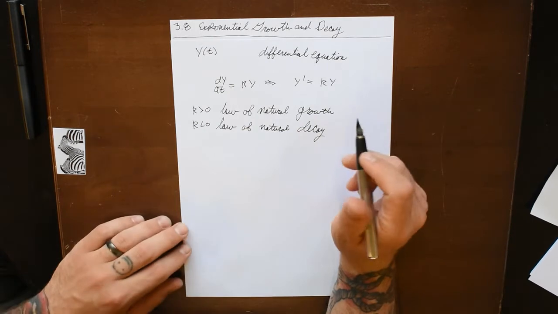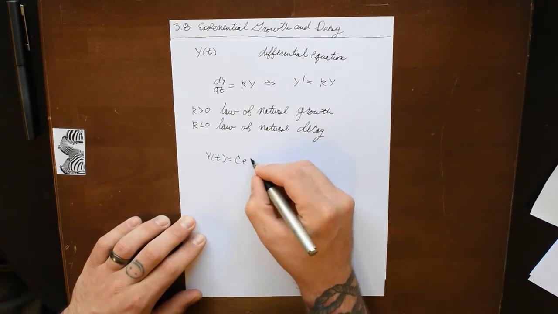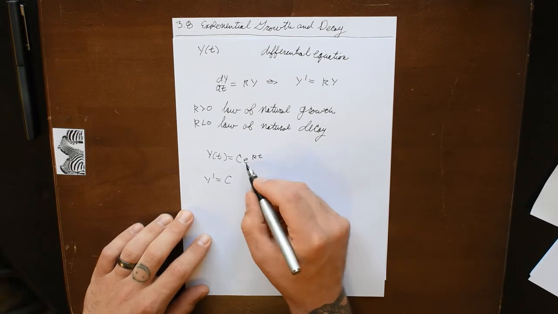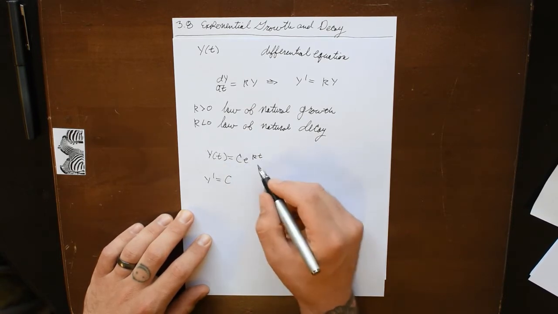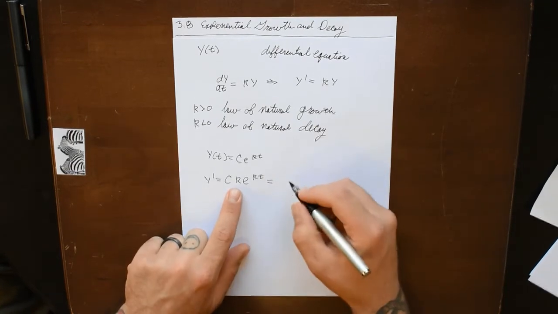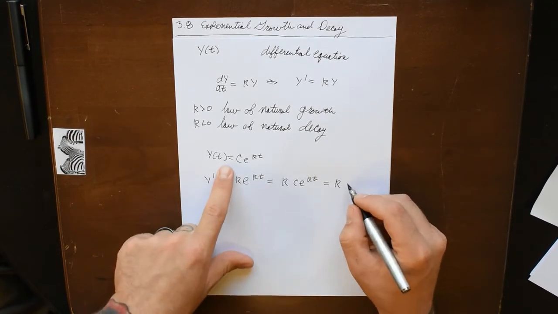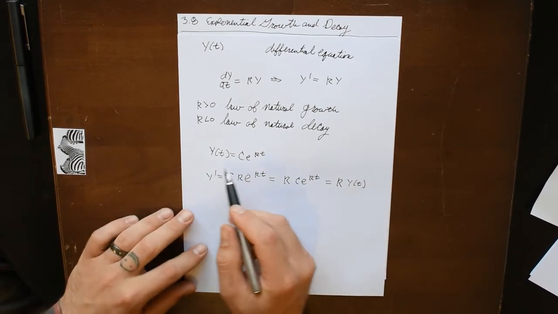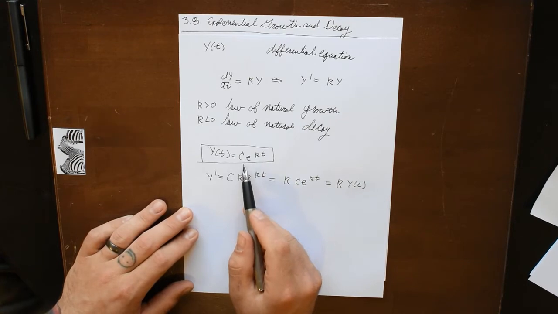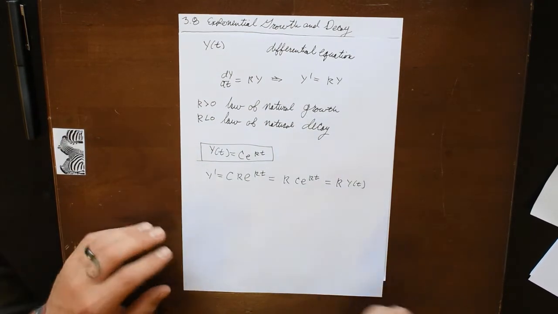Notice that any function of the form y of t is equal to c e to the kt, when we take the derivative, y prime is equal to c, and then we're just taking the derivative of e to the kt with regards to t. We bring that k down, and we get e to the kt, which I'm just going to rewrite as k times c e to the kt, which is k times y of t. You will have the experience of learning that only functions of this form satisfy differential equations of that form. So we're going to include all that in a theorem.